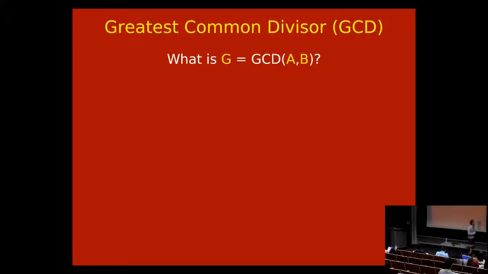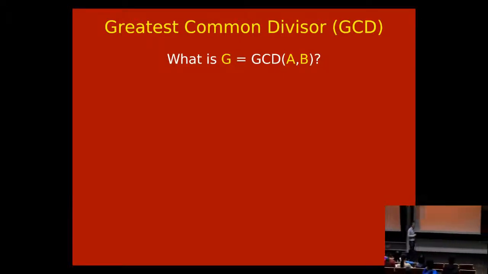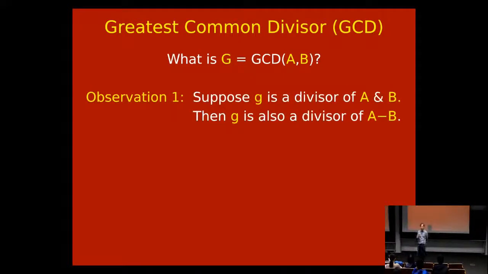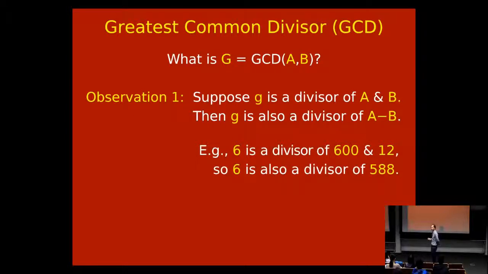OK, so let me try to figure out how to do this GCD instead of just immediately telling you the algorithm. Let me make some observations. Suppose we got these big numbers A and B, and suppose G is some divisor of A and B. Then I claim it also divides evenly into A minus B. Right, because 6 divides 6, 112, so it also divides their difference, which is 588. If this is a multiple of 6, and this is a multiple of 6, then of course this is also a multiple of 6.